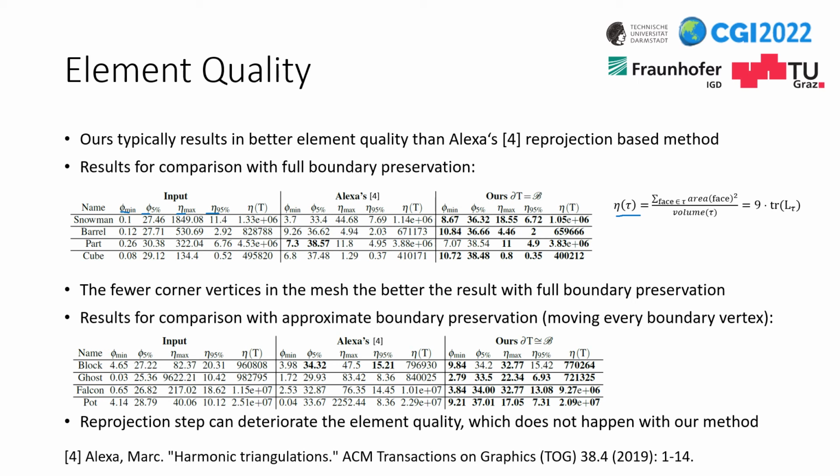We achieve superior element qualities in the majority of cases. In general terms, the fewer corner vertices a mesh has, the better the results for full boundary preservation. When comparing with approximate boundary preservation, we also find better element qualities in the majority of cases. An important remark is that reprojection of boundary vertices can also deteriorate element quality, as we can see in this example, for instance.